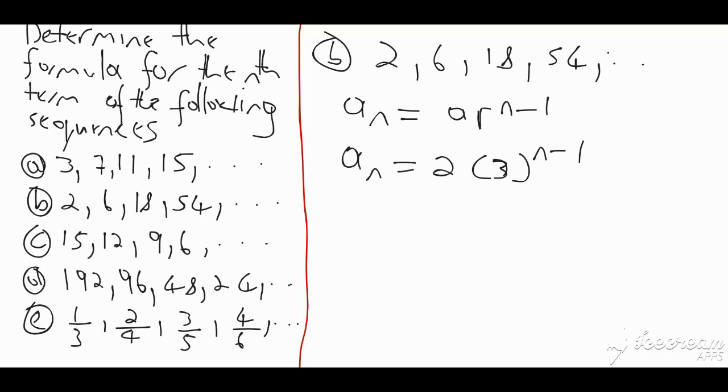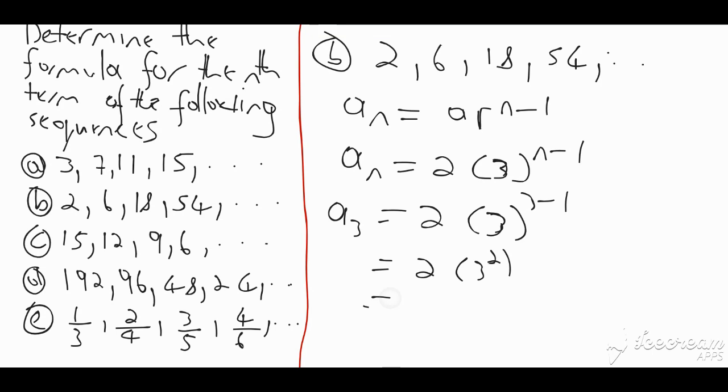Now, once again, we could actually test the sequence to see if it is correct. So let us test the third term this time. My third term here is 18. So it means that when I put 3 in there, I should get 18. So I'm going to have 2 times 3 to the 3 minus 1, which is going to give me 2 times 3 squared. 3 squared is 9. 2 times 9 is actually equal to 18. So this is indeed correct.